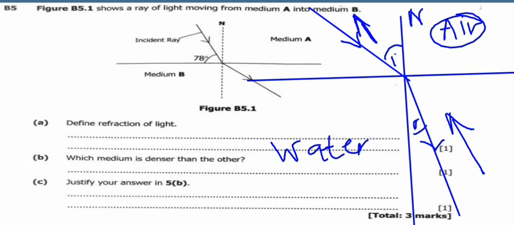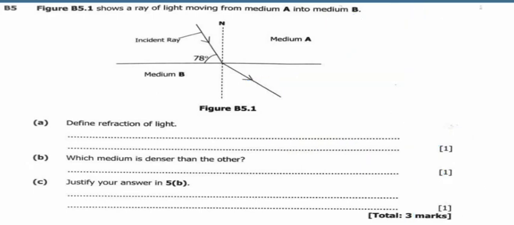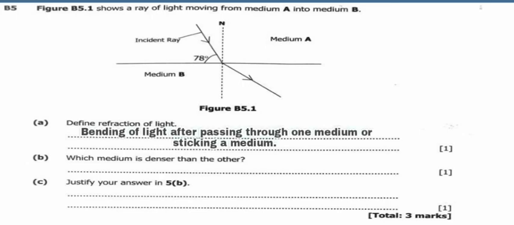Okay. So let's try to answer the questions. So the first question, question A. Question A is, define reflection of light. So when you talk of reflection, this one is just the bending of light after striking a medium. In this case here, reflection takes place on a transparent medium like a glass block, lenses, and so on.